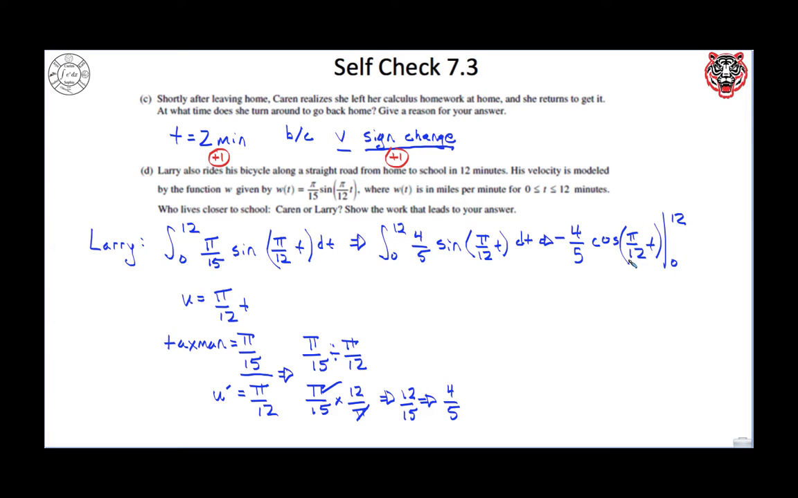Now we have to solve for this, remembering our trig. When we plug in 12, we'll have negative 4/5 cosine of 12 pi over 12, which is just pi. We'll evaluate that in a sec, but I'm going to subtract what happens when I sub in 0. It's going to be minus a negative 4/5 cosine of 0.